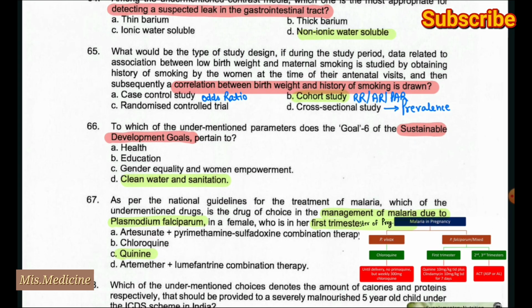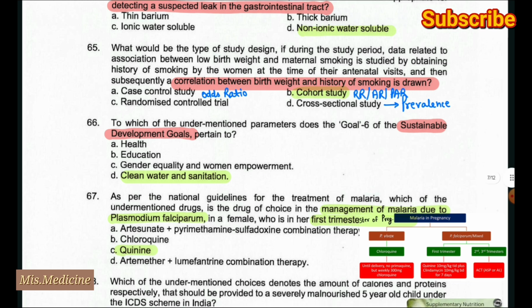Next question. What would be the type of study design if, during the study period, data related to association between low birth weight and maternal smoking is studied by obtaining history of smoking by the woman at the time of their antenatal visits, and then subsequent correlation between birth weight and history of smoking is drawn? Cohort study. Next question: to which of the following undermentioned parameters does goal 6 of the Sustainable Development Goals pertain? Clean water and sanitation.